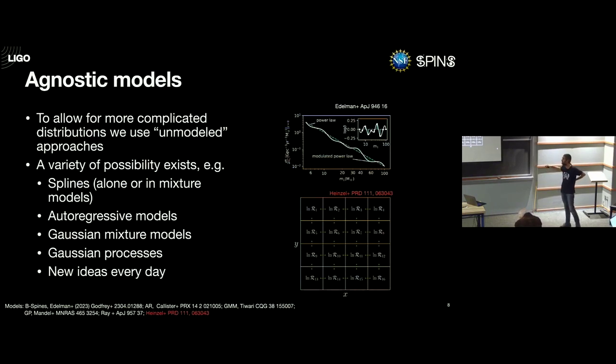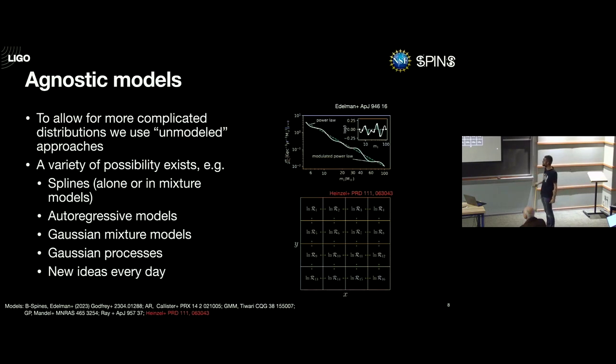One that you've heard about earlier is using splines. This, for example, is in a paper by Bruce Edelman. You can use cubic splines either by themselves or as a mixture on top of a strong model like a power law. So you have a base model which is strong, and the spline can add some wiggle on top of that. You can use an autoregressive model. You can use a Gaussian mixture model. You can use Gaussian processes. Ilya wrote a great paper a few years ago that used those. And again, there are new ideas every day.